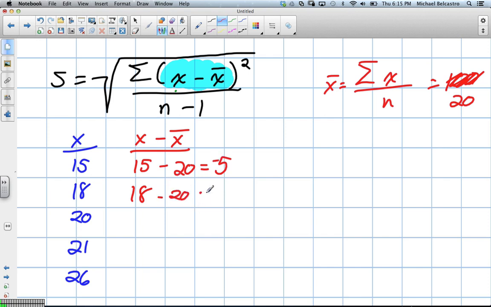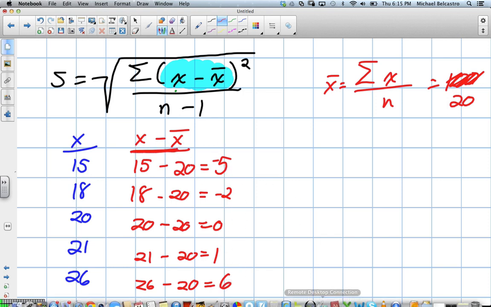18 subtract 20 will give us negative 2. 20 subtract 20 is 0. 21 subtract 20 is 1. And 26 subtract 20 will give us 6. Great. So these are actually the values that are technically under here. I just wrote this process out.